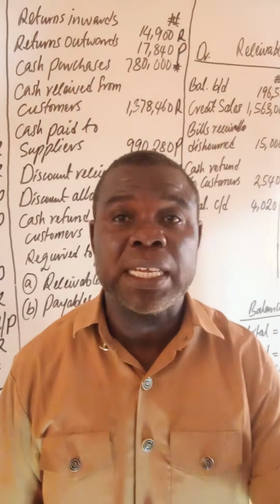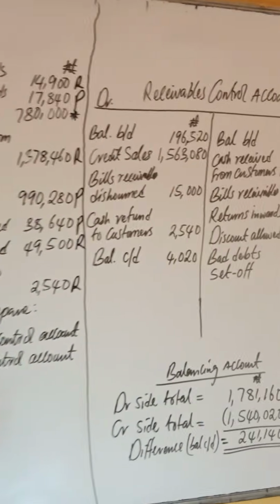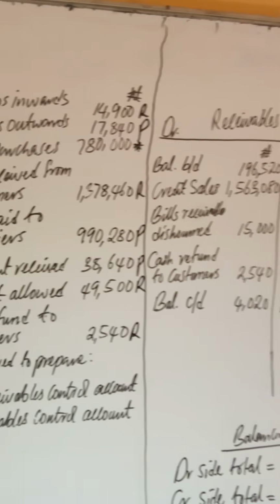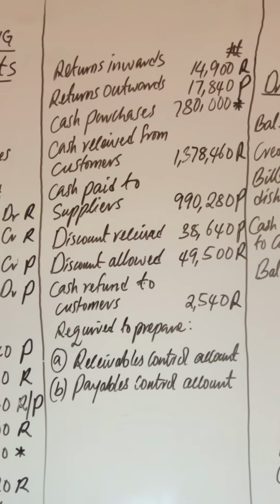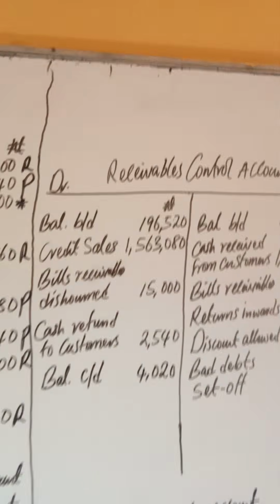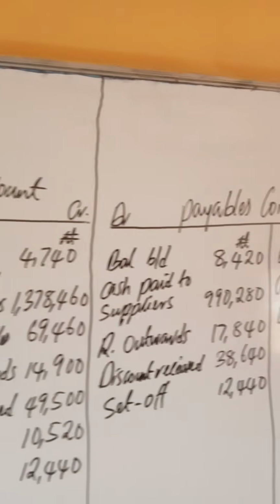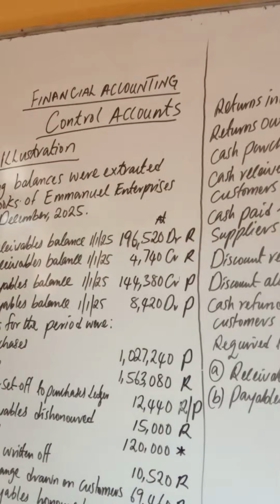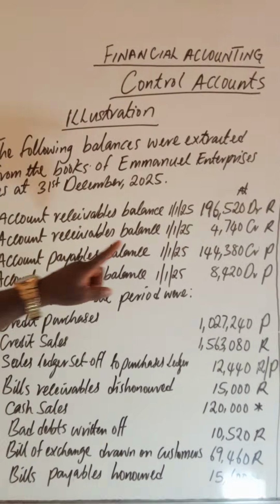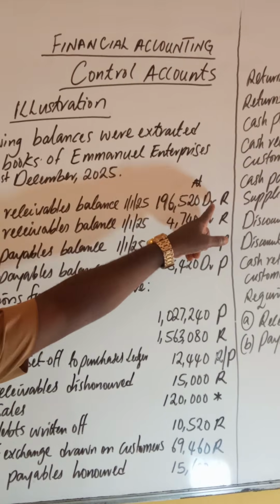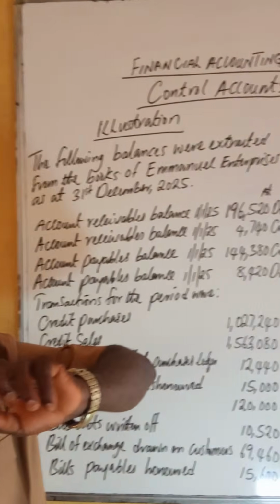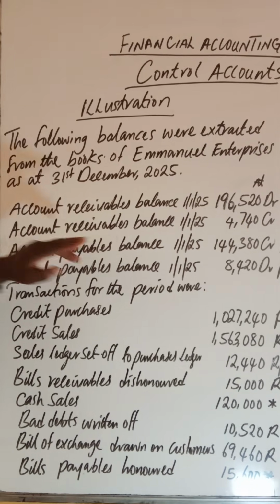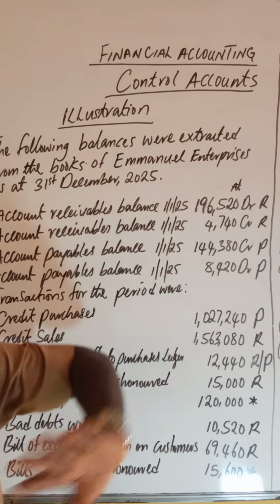Let's look at the practical: how we are going to post the transactions identified into the two control accounts, which is the receivable control account and the payables control account, based on the double entry principle. Number one, let's look at the account receivable balance, but the emphasis here is DR. DR here means debit balance. Debit balance means we are going to take this balance to the debit side without hesitation.